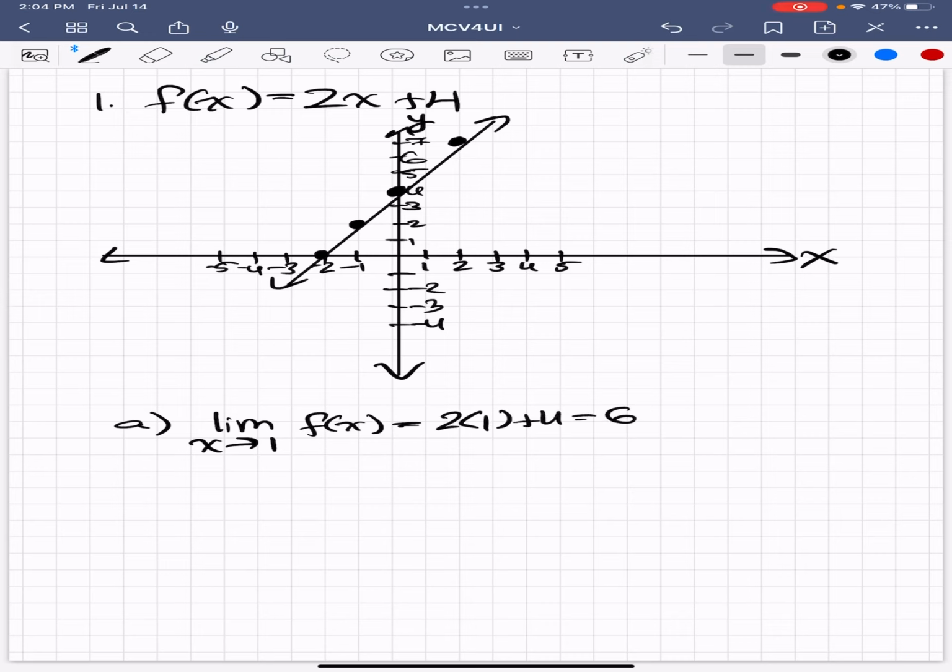So as you see here, the limit as x approaches 1 equals 6. Or it's supposed to be 6. I think the graph is a little lopsided. And we calculated it by substitution. And by analysis of this chosen graph.